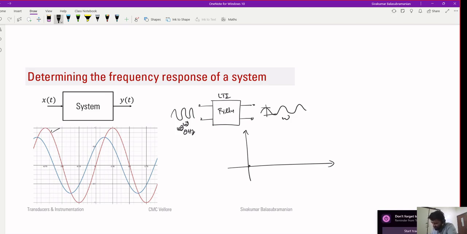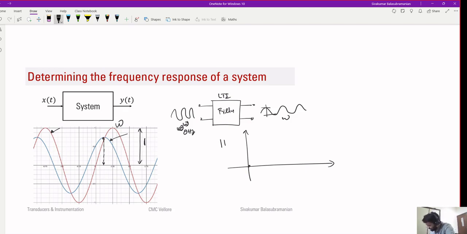So let's say the red line is my input, and the blue curve is the output that I obtain from the system. Let's say this amplitude is 1, and the frequency is some omega. Now, if you simply measure this height, because your input signal has amplitude 1, the amplitude of the output signal will simply be the gain of the system for this particular frequency.